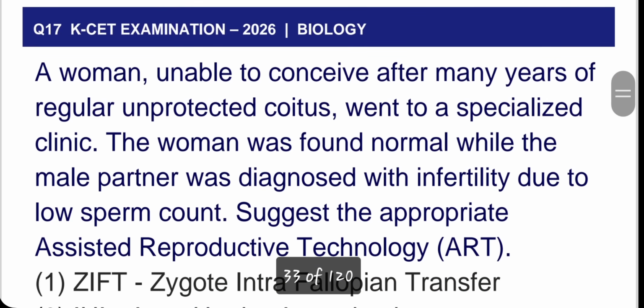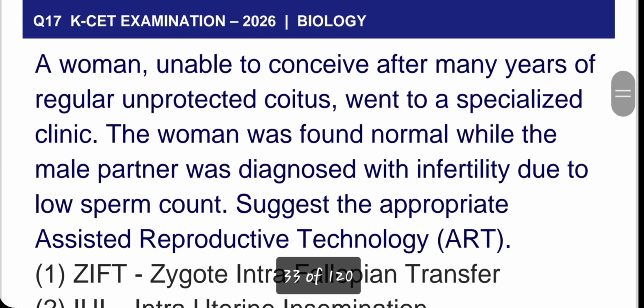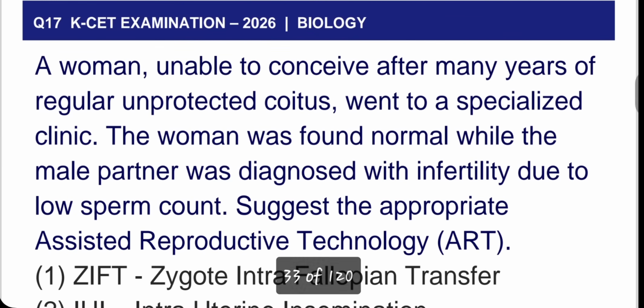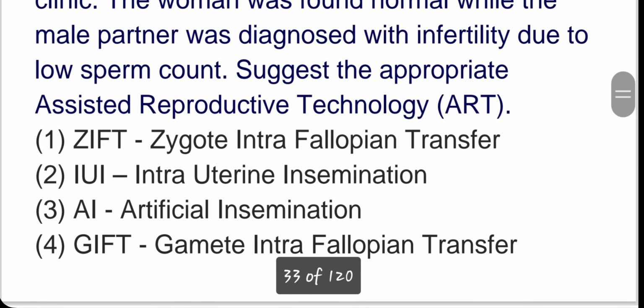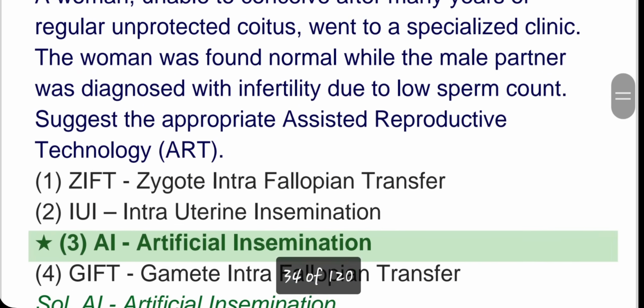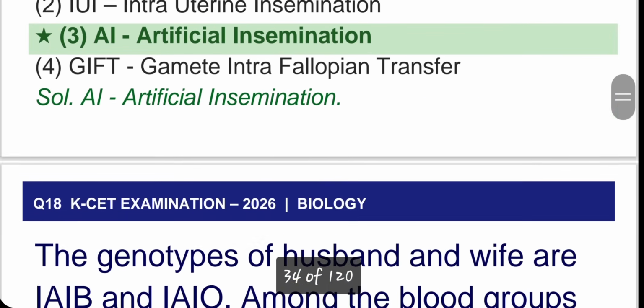A woman unable to conceive after many years of regular unprotected coitus went to a specialized clinic. The woman was found normal while the male partner was diagnosed with infertility due to low sperm count. Suggest the appropriate assisted reproductive technology for this. Zygote intrafallopian transfer, intrauterine insemination, artificial insemination, gamete intrafallopian transfer. So the answer is artificial insemination.